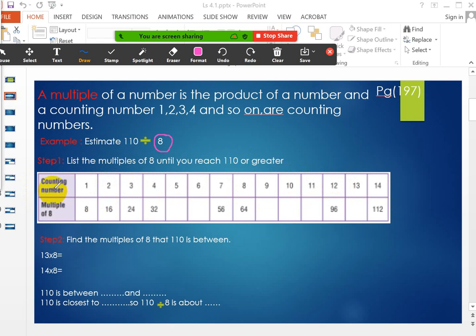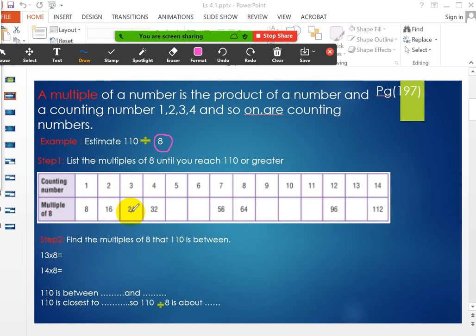Now, what are the multiple numbers? Here, we will write in this table the multiples of 8, the smaller number, to estimate the answer for this division. The multiples of 8 start with the same number, 8. That means I will find 8 multiplied by the counting numbers. So 8 multiply 1 equals 8. Now 8 multiply 2 equals 16. Now 8 multiply 3 equals 24.